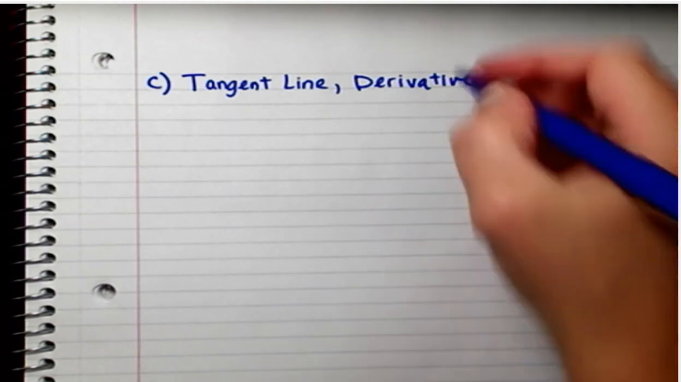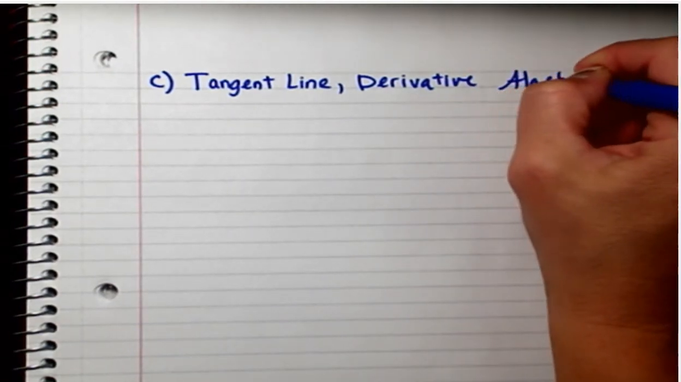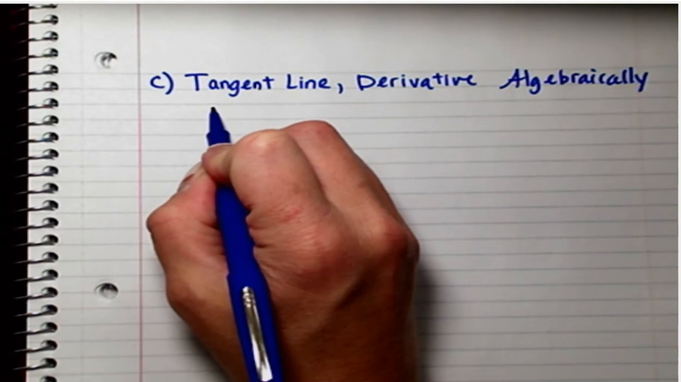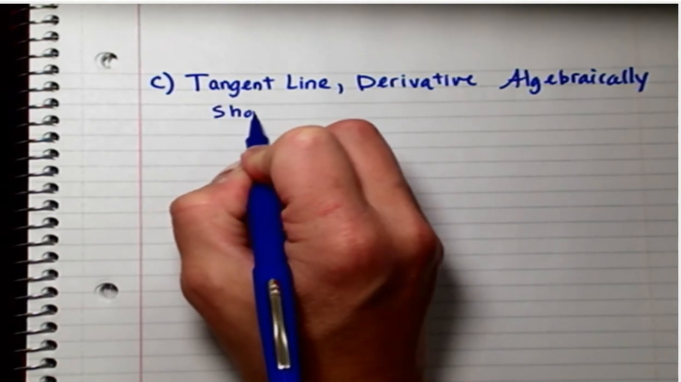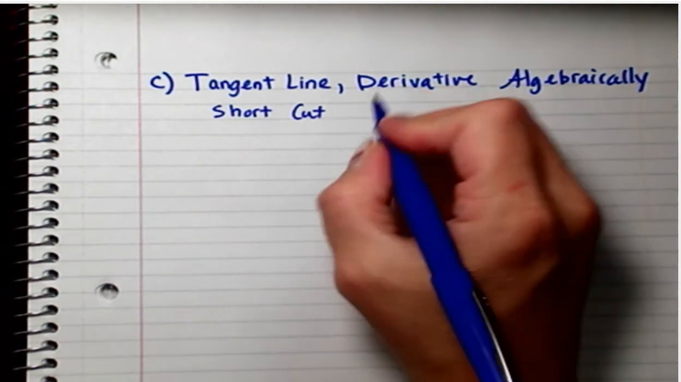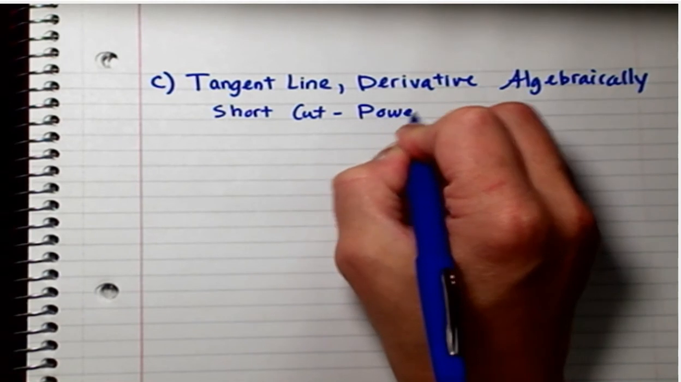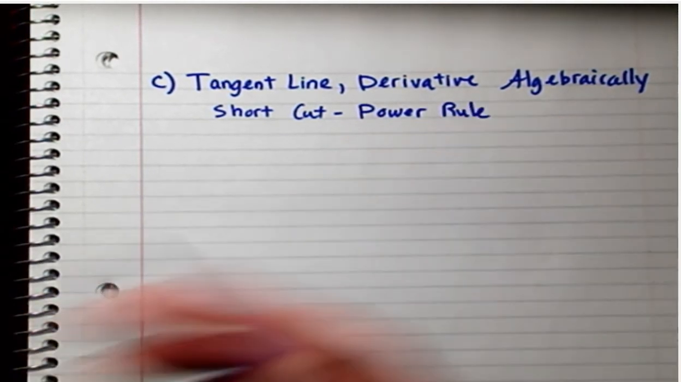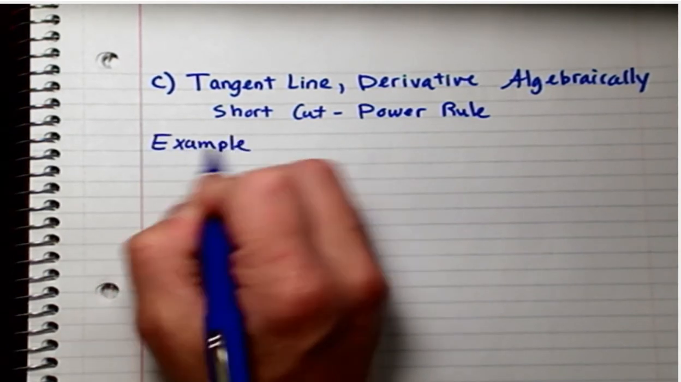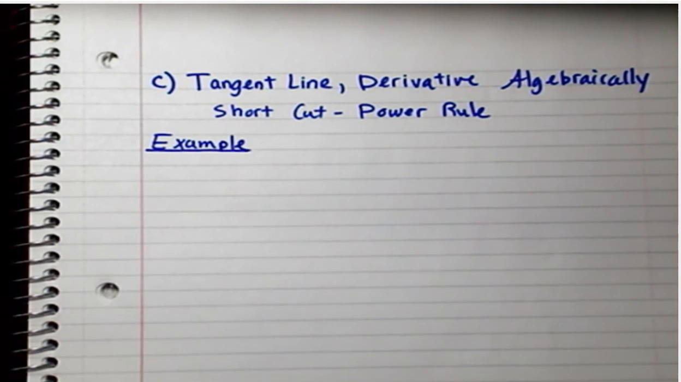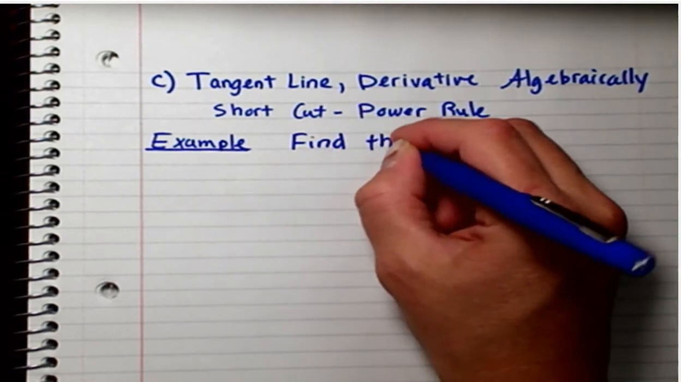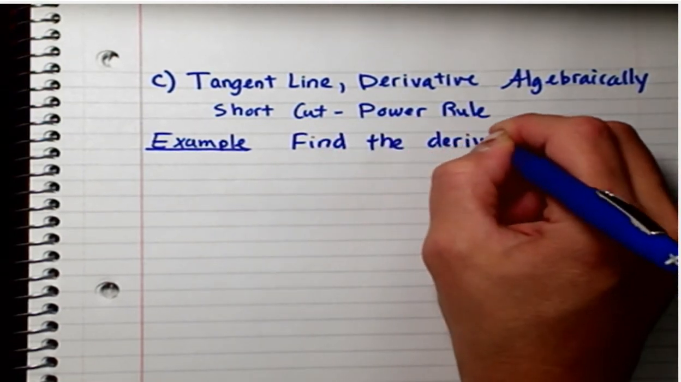Okay, so we're going to do this algebraically. Last class, we figured out what the shortcut was to finding the derivative. We called it the power rule. So I'm going to start with a few examples. Examples. And this is going to be find the derivative.